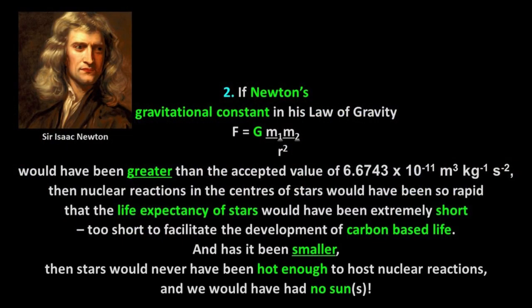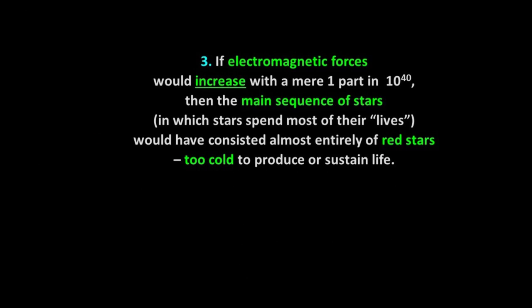And had it been smaller, then stars would never have been hot enough to host nuclear reactions, and we would have had no sun. Because that's why the sun shines, because there's a lot of nuclear reactions going on in the sun. If electromagnetic forces would increase with a mere one part in 10 to the power 40, which is a very, very small change, then this main sequence of stars, in which stars spend most of their lives, did you know that stars also have lives? They have very, very long lives. Then that would have consisted almost entirely of red stars, which are too cold to produce or sustain life.